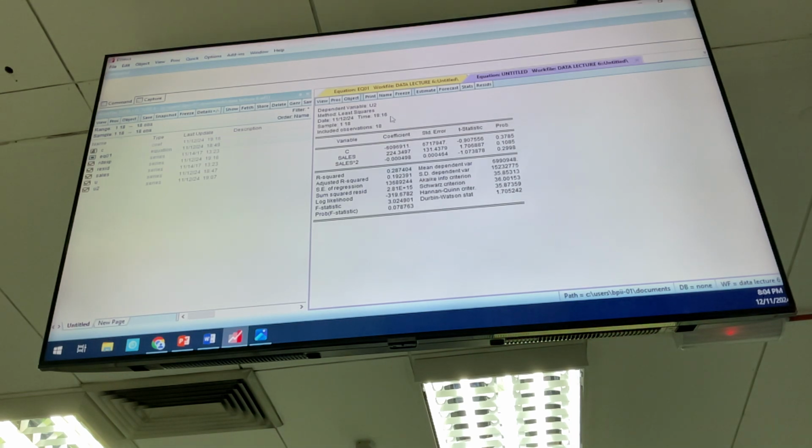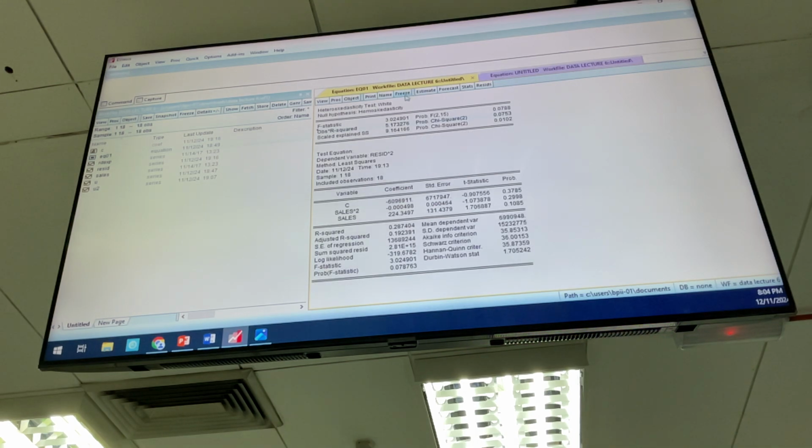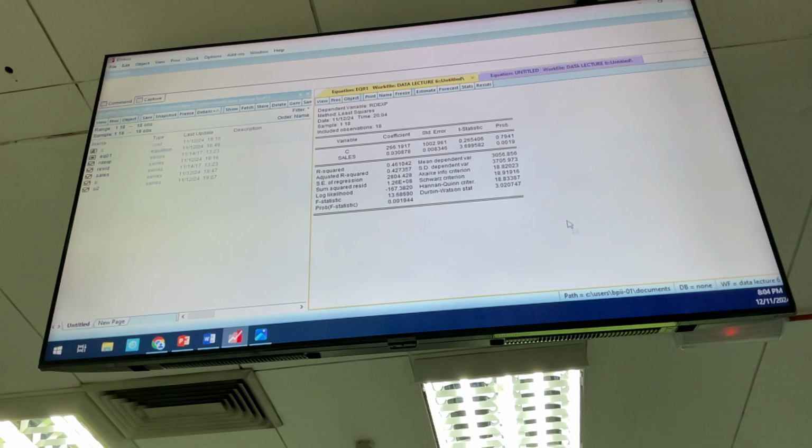So this model, equation 1, this is equation 1, the original one. But this model has the problem of heteroscedasticity based on the first two tests. The Breusch-Pagan-Godfrey test and the White test also show a problem. Not for the others, there's only the first two. The first two suggest there is a problem of heteroscedasticity. So how to remedy the problem?